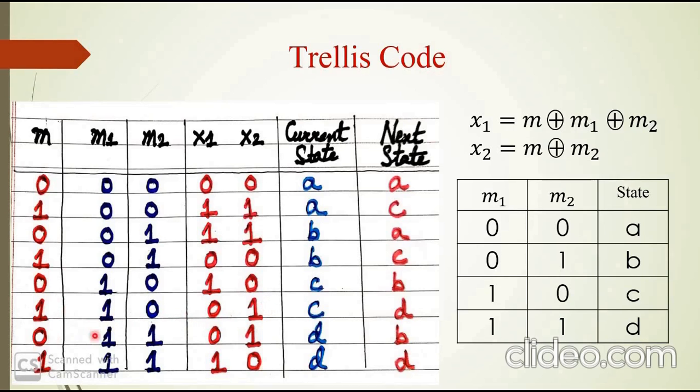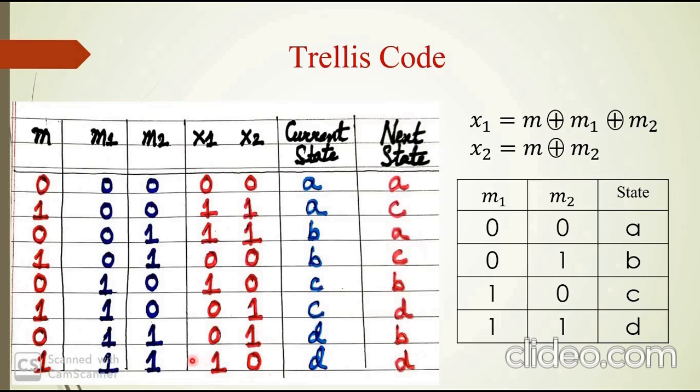So x1 is 0 and x2 is 1. For seventh case, 0 1 1. x1, that is addition of all bits, so it will be 0 plus 1 plus 1. So after modulo 2 sum, it will be 0. And x2 is 0 plus 1, it will be 1. So x1 is 0 and x2 is 1.